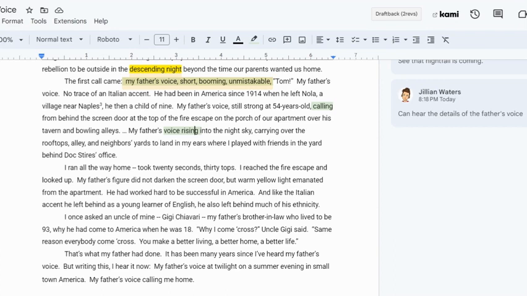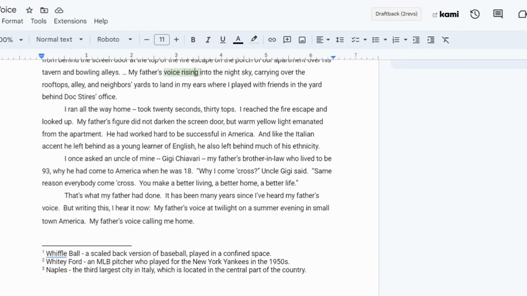ethnicity. I once asked an uncle of mine, Gigi Charavelli, my father's brother-in-law, who lived to be 93, why he'd come to America when he was 18. Why I come across, Uncle Gigi said. Same reason everybody come across. You make a better living, a better home, a better life. That's what my father had done.